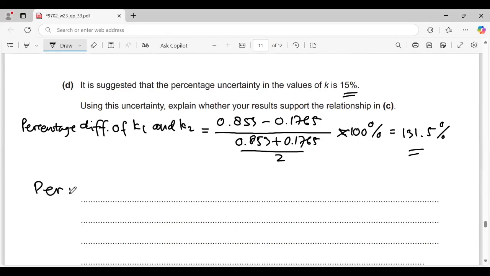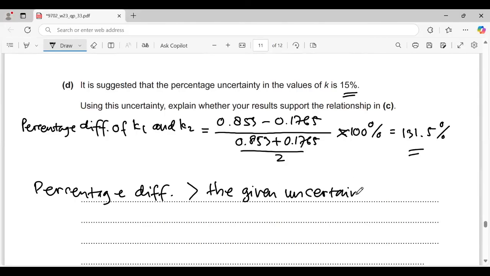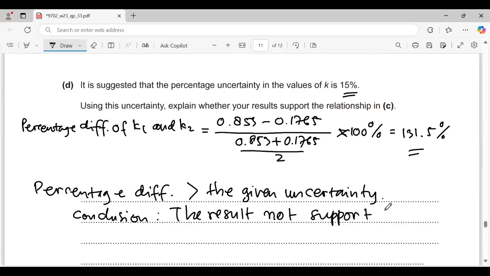So the percentage difference is greater than the given uncertainty, 15%. This leads to the conclusion that the results do not support the relationship.